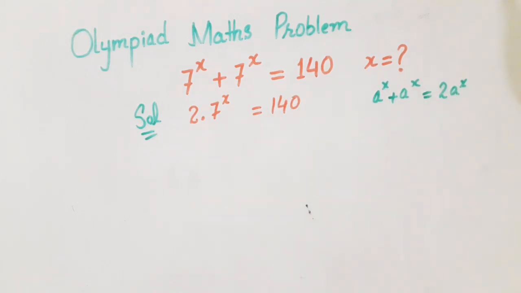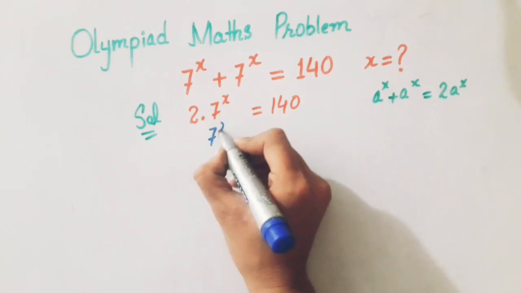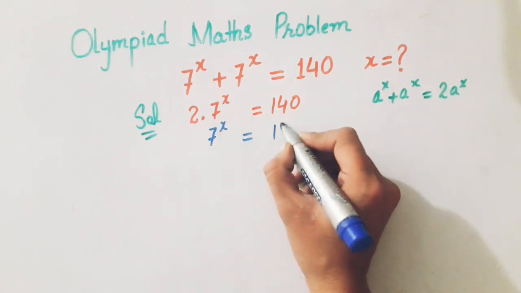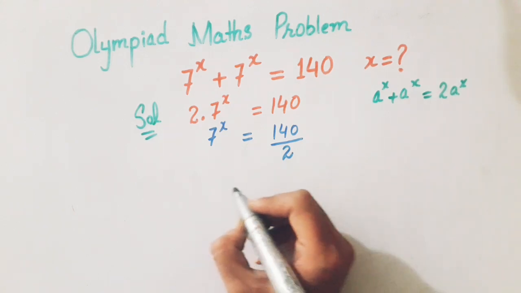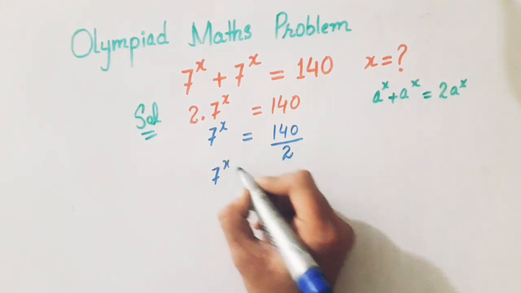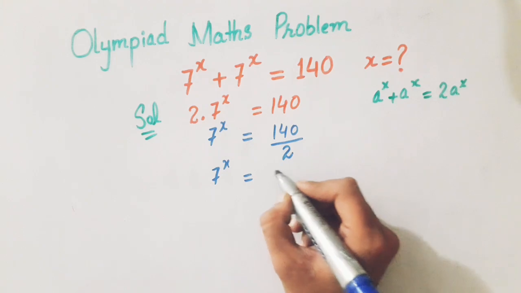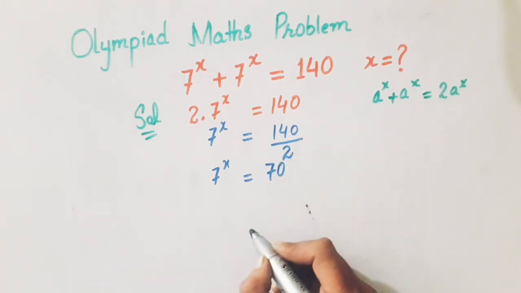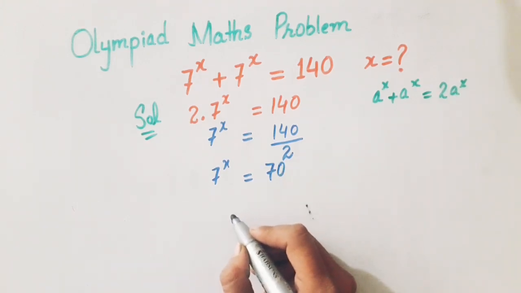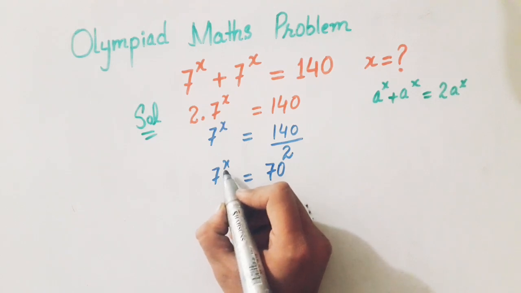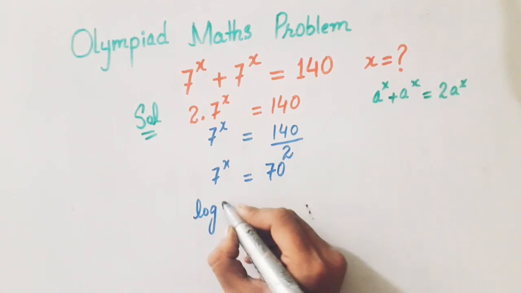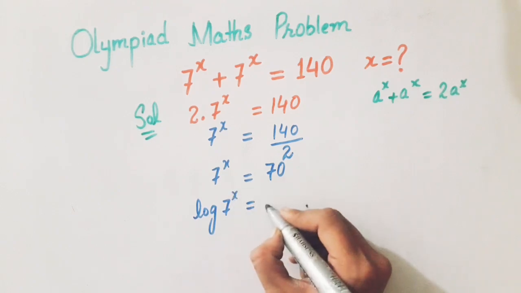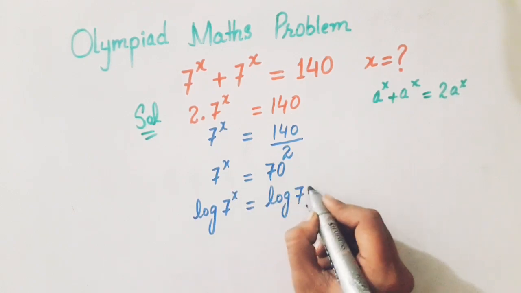Now 2 is multiplied here, so it will be divided. So 7 raised to power x equals 140 divided by 2. In the next step, when 140 is divided by 2, we will get 70. Now we will take log on both sides to find the value of x. So log of 7 raised to power x equals log of 70.